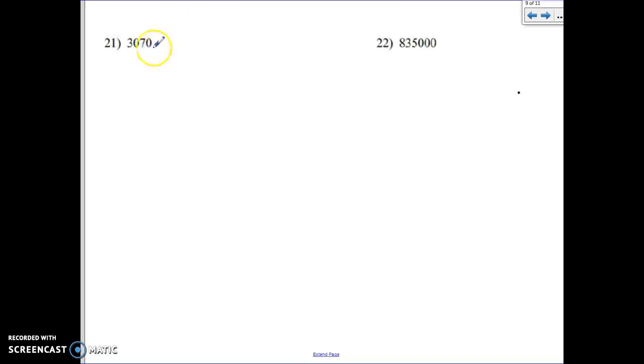Looking at these, I have a decimal after the 0. I've got to move it 1, 2, 3. So I have 3.07, and it's 4 to the left, which means it's a positive 4 exponent, times 10 to the 4th.